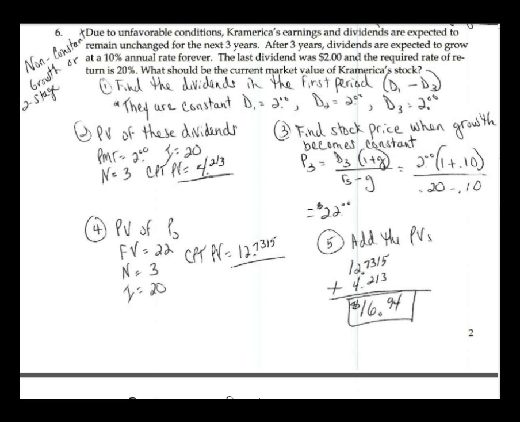So the first step, given the steps I outlined to you, is to find the dividends during the first period. And the first period is the first 3 years when economic conditions remain unchanged. So this is not exactly what I described to you a few minutes ago, where there's supernormal growth. There's actually a period of no growth, and that can occur as well. So they remained unchanged.